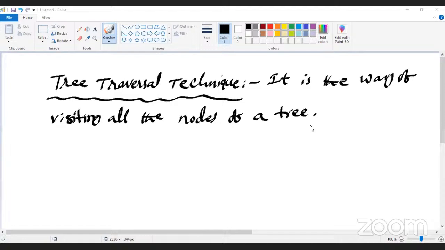This tree traversal technique helps us to visit all the nodes in a tree, because the tree is non-linear, meaning the nodes will be there in different formats and different places. And how will you visit multiple nodes using a particular order? So there are tree traversal techniques.